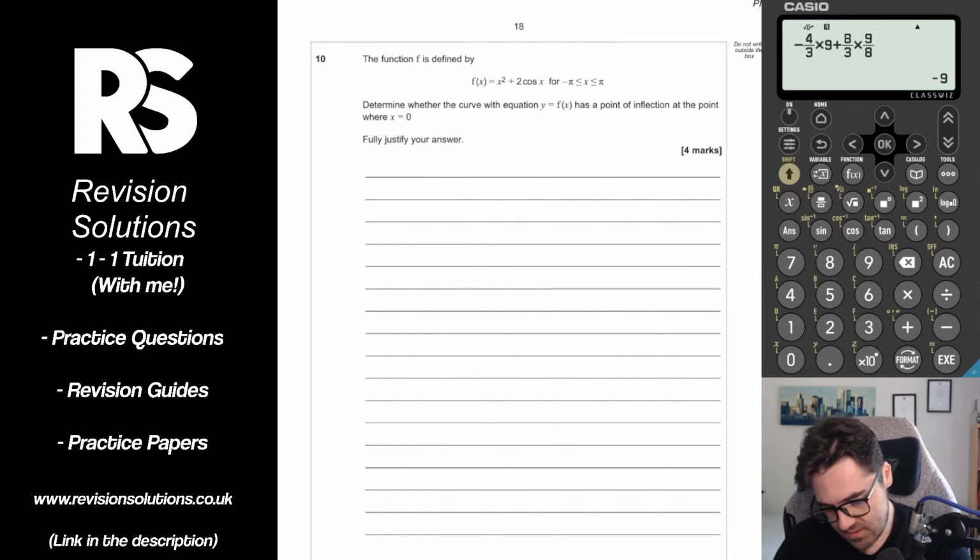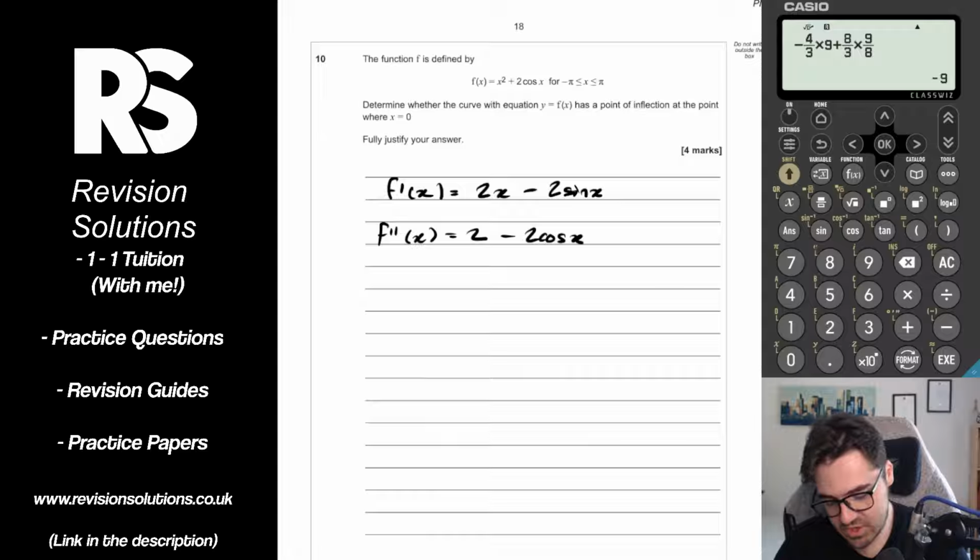Going to question 10, it says the function f is defined by this equation here. Determine whether the curve y equals f of x has a point of inflection at the point where x equals 0. Well, if we're going to talk about a point of inflection, we're going to need the second derivative, so let's differentiate twice first. So for the first derivative, we'd get 2x minus 2 sine x. And then differentiating once more, we'd get f double dash of x would be 2 minus 2 cos x.